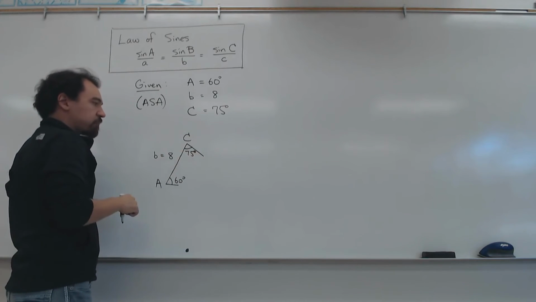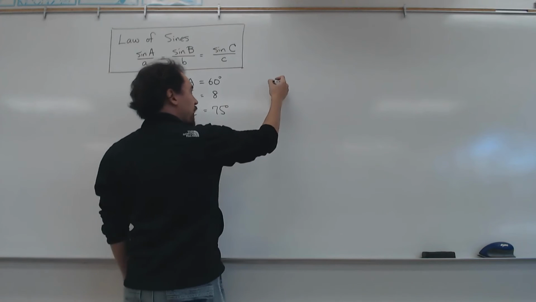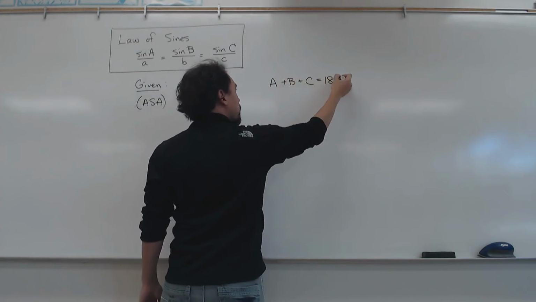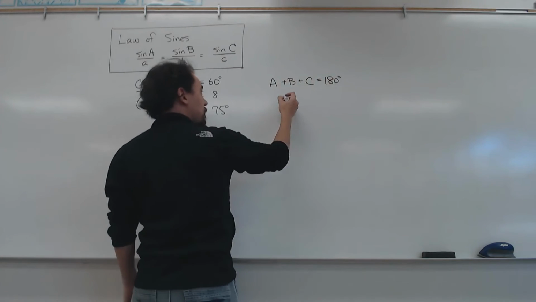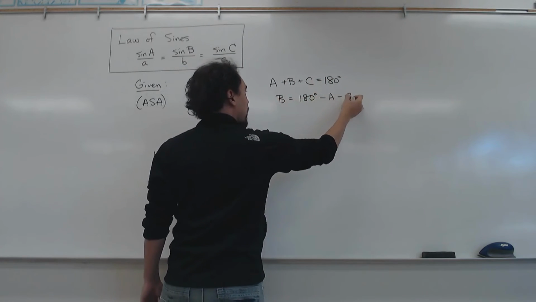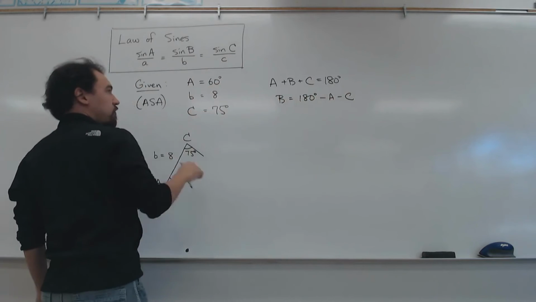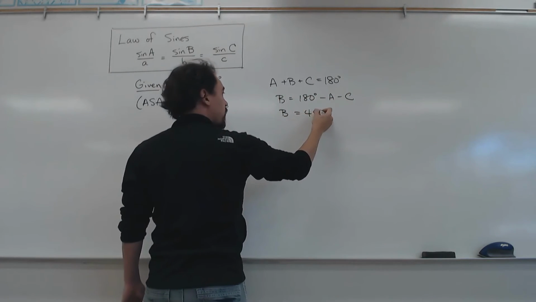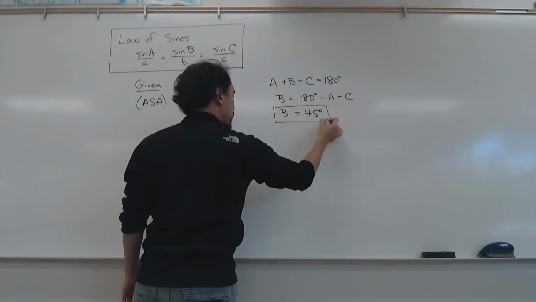Once again, we have two angles out of the three, and we know that the three angles add up to 180 degrees, so we know that A plus B plus C has to equal 180 degrees, which means the missing B is going to be 180 degrees minus A minus C. So if I take those two numbers and put them there and there, I'll find that angle B is equal to 45 degrees, like so.